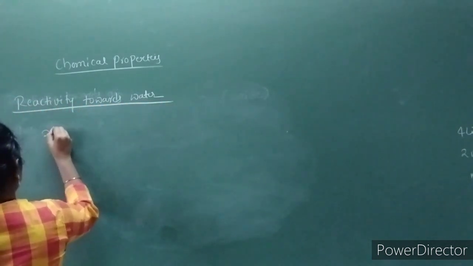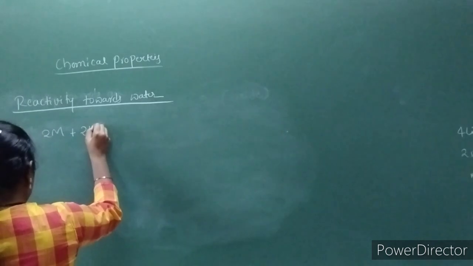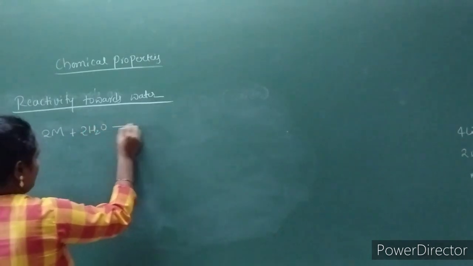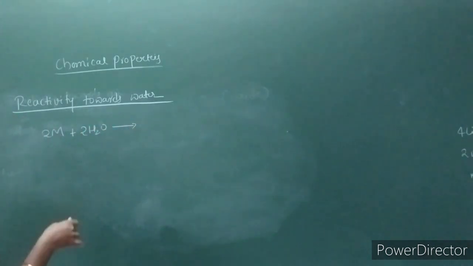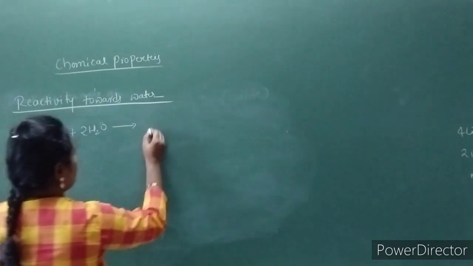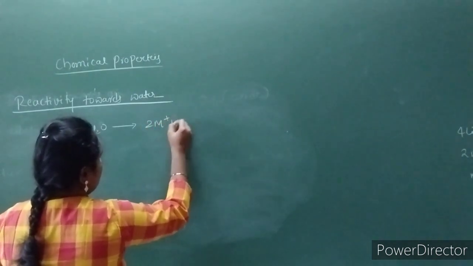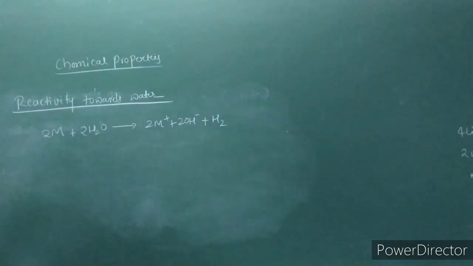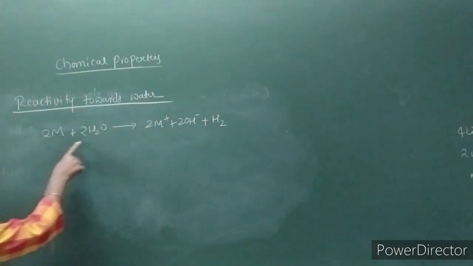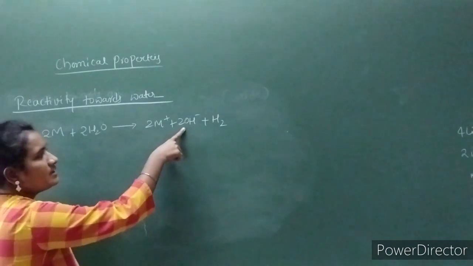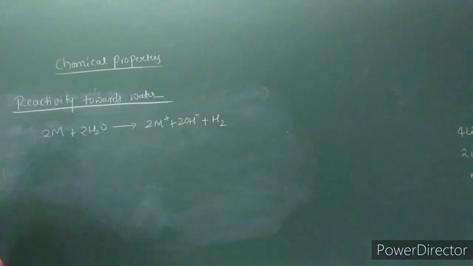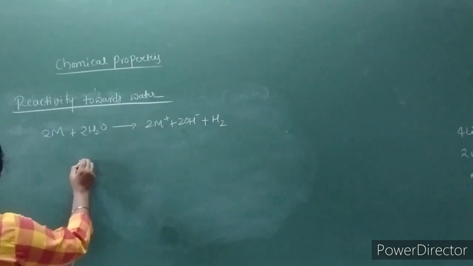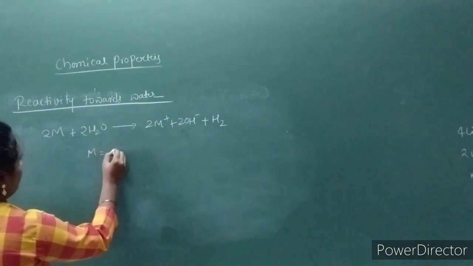So when the alkali metals are reacted with water, they should form the corresponding hydroxides, 2MOH, with the liberation of dihydrogen. So when alkali metals react with the water molecule, they form the corresponding hydroxides with the liberation of dihydrogen, where M may be any alkali metal.